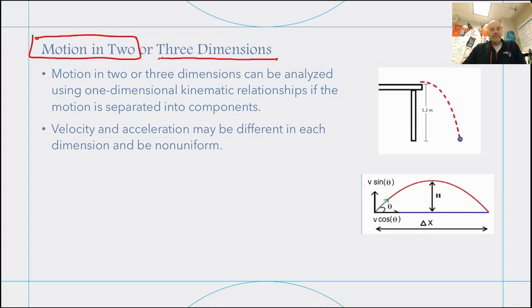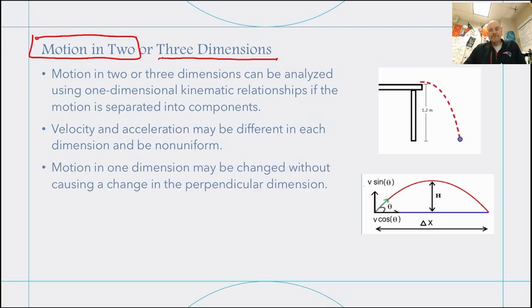Velocity and acceleration may be different in each dimension and be non-uniform. So if we had air resistance and you're given the effect of the air resistance on the acceleration due to gravity, then the acceleration is not constant anymore, which makes velocity non-uniform also. Motion in one dimension may be changed without causing a change in the perpendicular dimension.